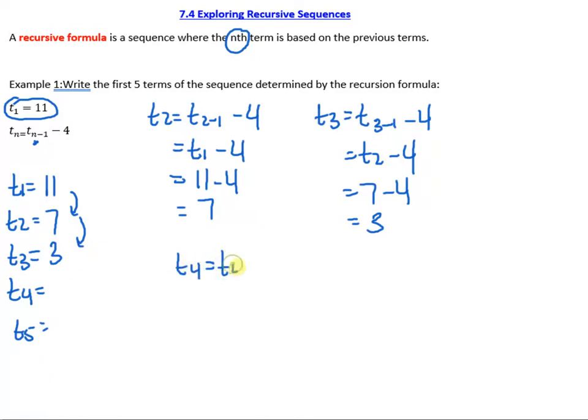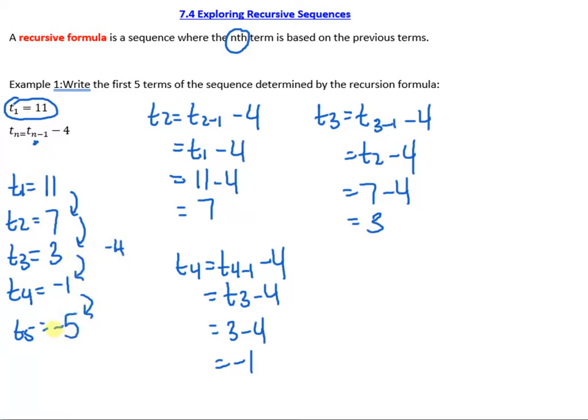I'm going to do it just the long way one more time. So T4, and the n is 4, so 4 minus 1. This term is going to be based on T3. So it's going to be 3 minus 4, I get negative 1. And we can see it's going negative 4 each time again. So let's just fill this in as negative 5.